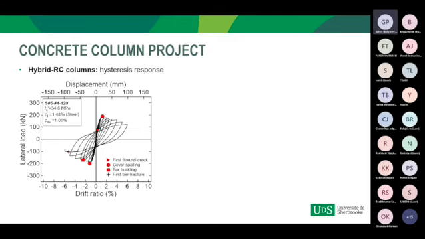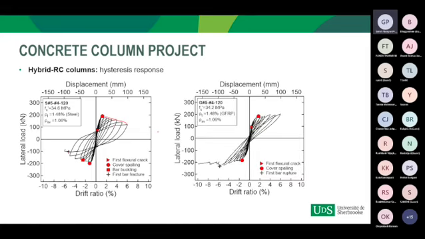The lateral strength in the hybrid reinforced concrete column increases until this point, which is the point of the concrete cover spalling, and after that it starts to degrade. This phenomenon is completely opposite to what we observed in the glass fiber reinforced concrete column, where the lateral strength increased until the failure of the column.